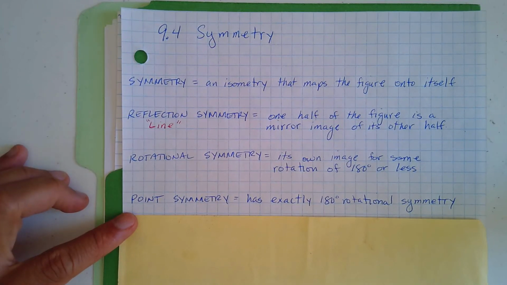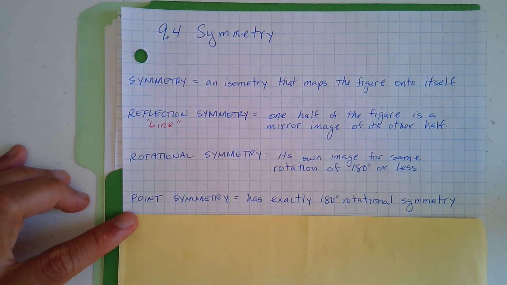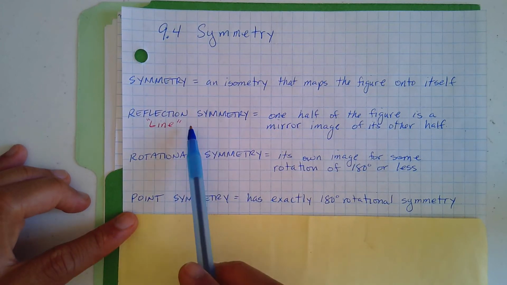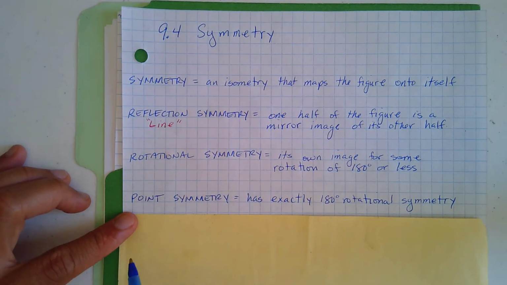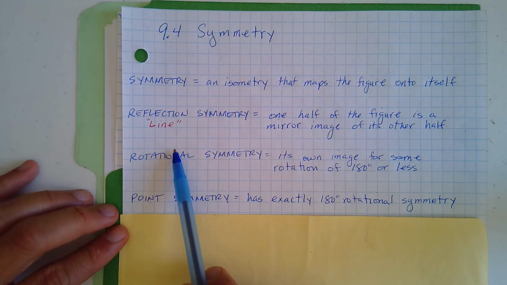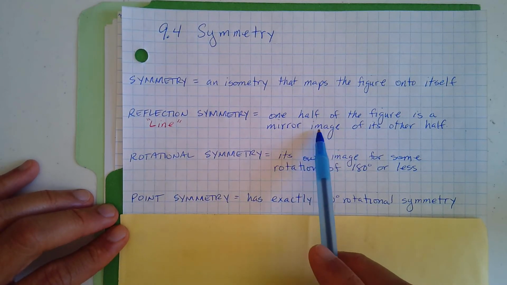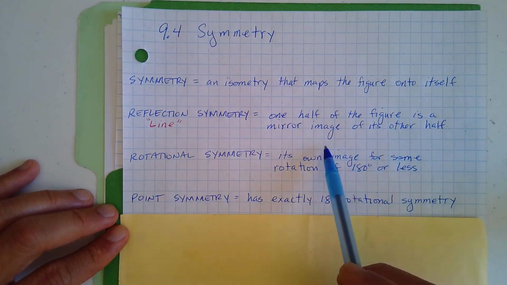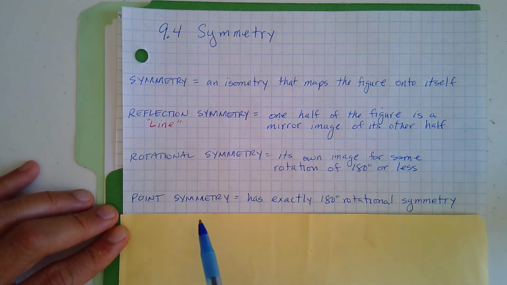Hello students, today we're going to learn section 9.4 symmetry. Now symmetry is an isometry that maps the figure onto itself. We will have reflection symmetry, sometimes it's called line symmetry. It's one half of the figure is a mirror image of its other half.